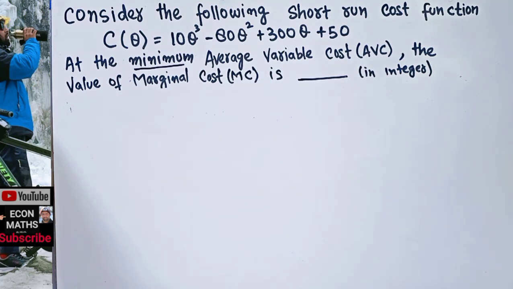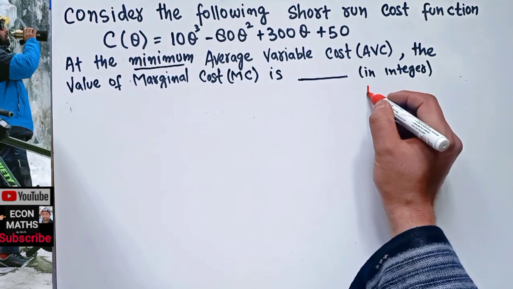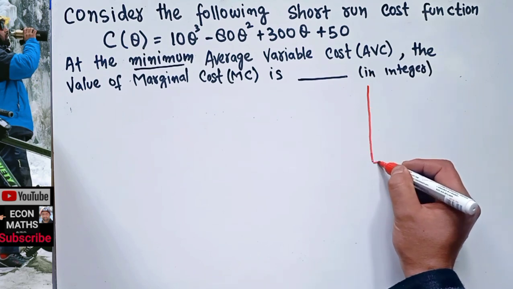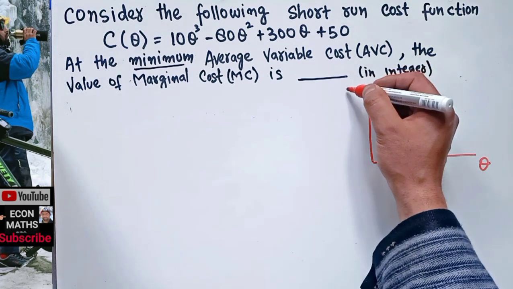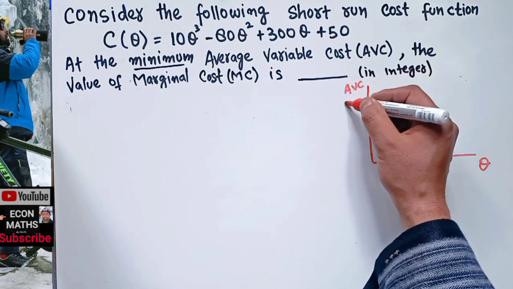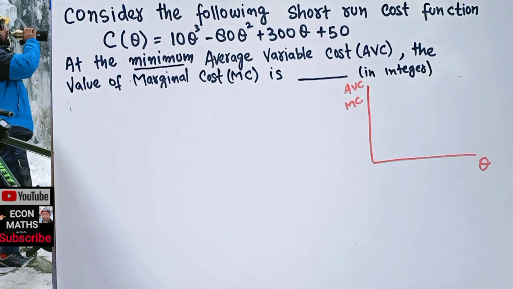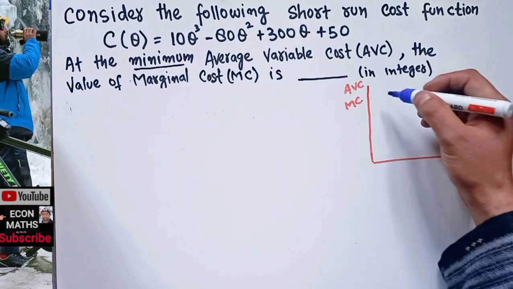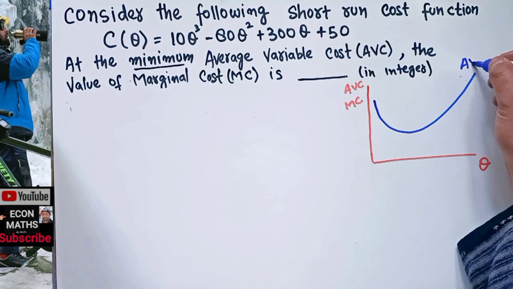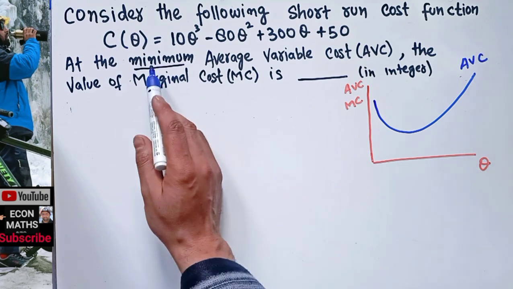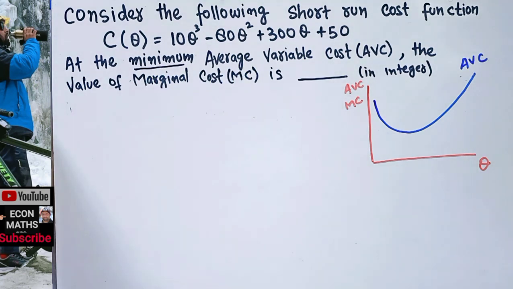Okay, so graphically what we are being told to find out, let us say this is the simplest graph. Here we have output on the horizontal axis, average variable cost and marginal cost on the vertical axis. Let us draw the average variable cost function like this. Let us say this is average variable cost. We are being told to find the minimum average variable cost.